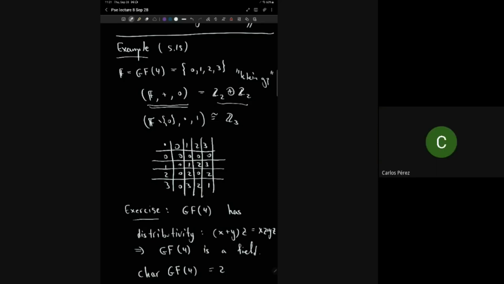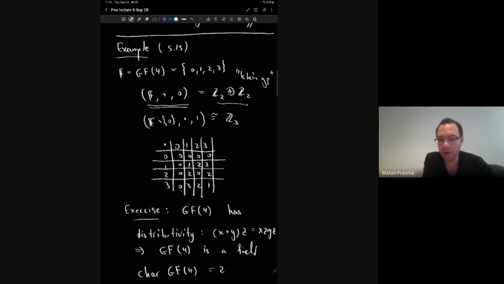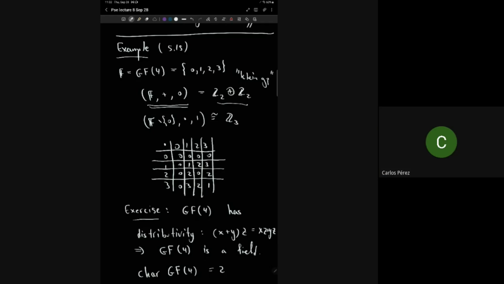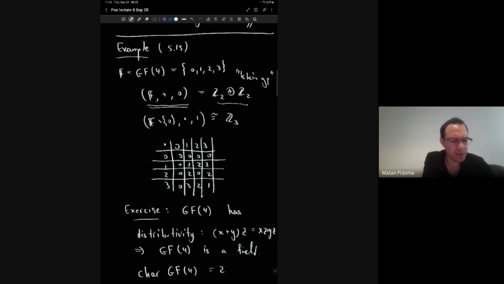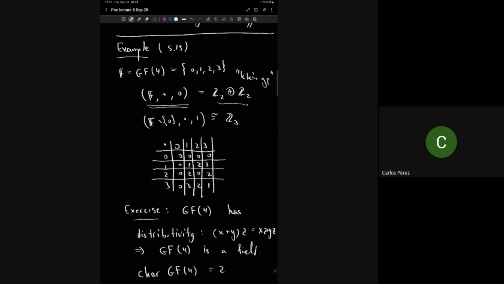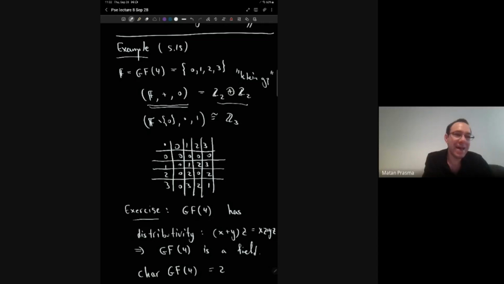Does it have anything to do with the fact that this is isomorphic to R2 for the sum and R3 for the multiplication? I don't follow. What do you call R, the real numbers? Yeah, the real numbers. So what is the question? If you want to prove that this is the unique multiplication table for a Galois field of four elements, does this imply using isomorphisms between groups and subgroups in order to prove it? Well, it's more involved.